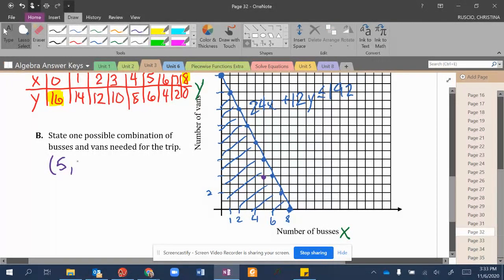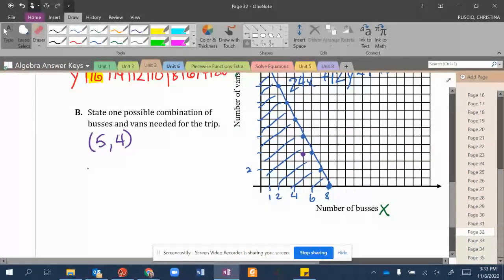Now, I'm going to write that down. But this would not get me full credit because I did not state how many buses and how many vans. So we need to be specific. 5 buses, because that's my x value, and 4 vans. But like I said, there could be lots of different ways that you could write that.